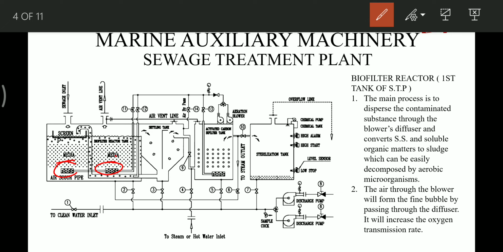So in this, basically the blower diffuser converts suspended solids and the soluble organic matters into sludge, which can easily be decomposed by the aerobic microorganisms.